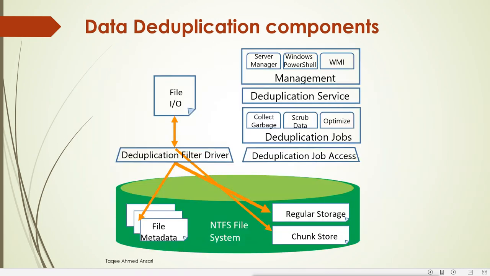So these are the components in the NTFS file system. We have file data, metadata, regular storage and chunk store. And in this regular and chunk store we have input output file and the data deduplication filter driver. So with that, what does it do? It runs the data deduplication job, and this job collects the garbage, scrubs the data and optimizes the data.